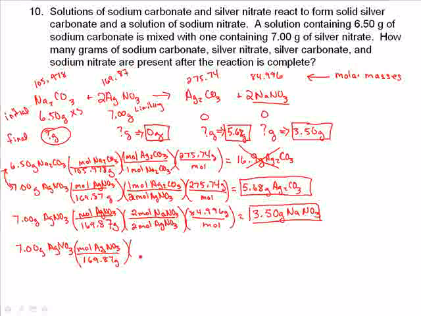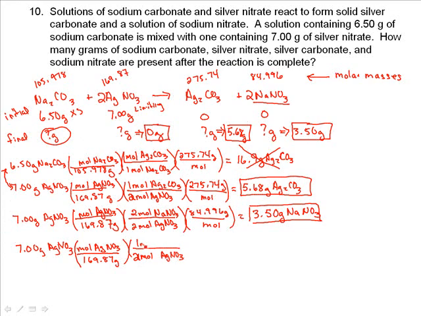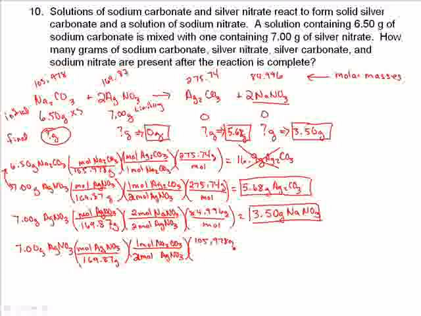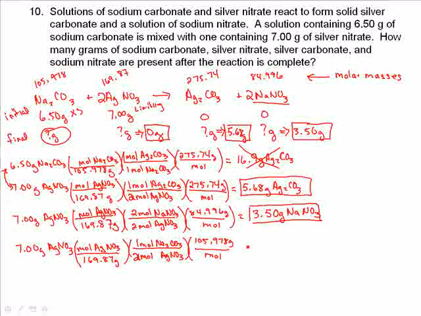For every 2 moles of silver nitrate, I need 1 mole of sodium carbonate, and sodium carbonate is 105.978 grams per mole, and that gives me 2.18 grams of sodium carbonate needed. All right, so that's how much I needed or used.